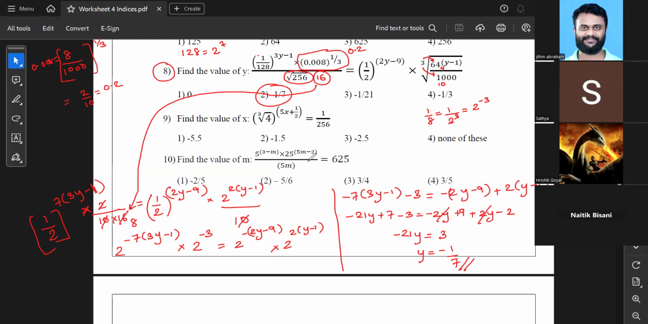Sir, can we expect such long sums in the exam? Maybe one or two, not more than that. Okay, sir.